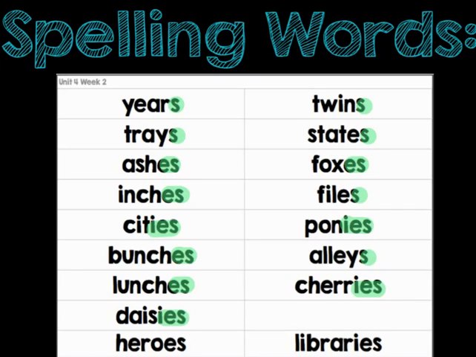And now for our two challenge words. Heroes, libraries. Now that we've read through each of our spelling words, let's hop on over to Wonders to check out one of our games for this week.